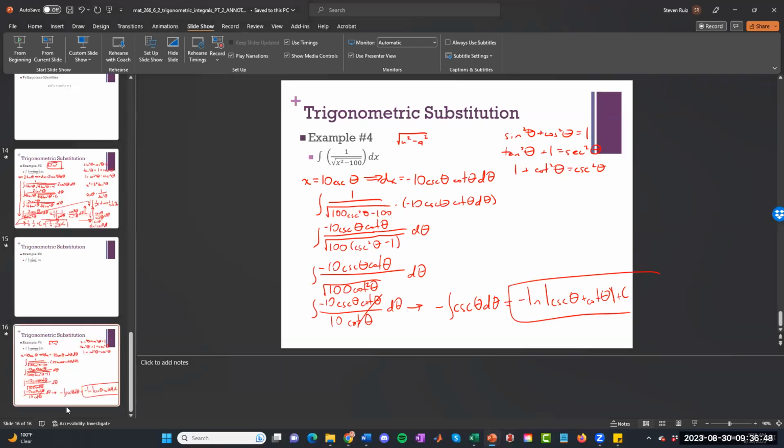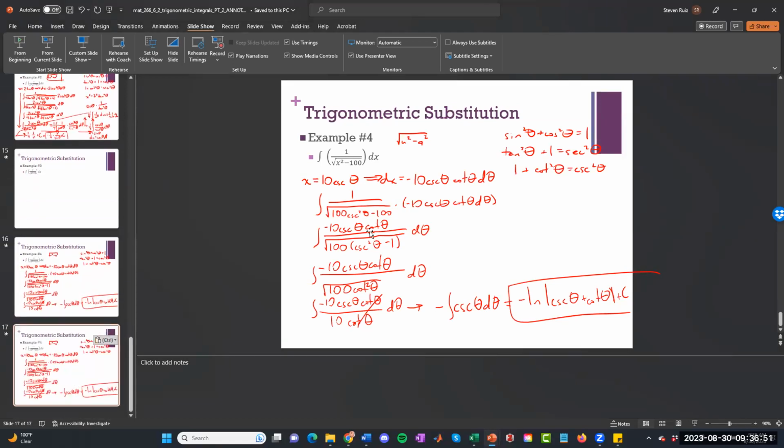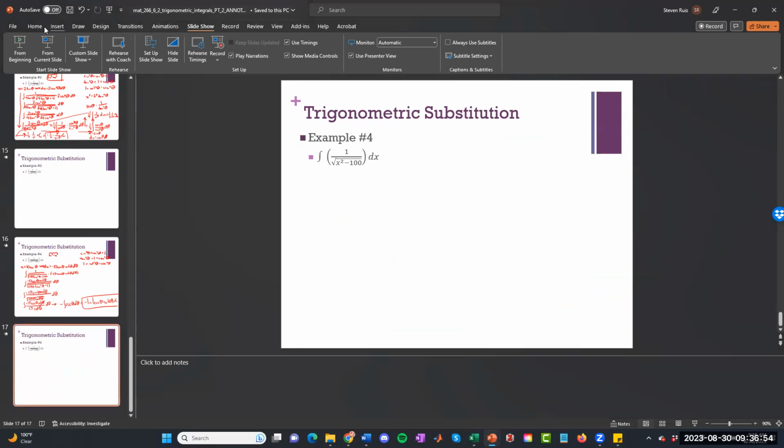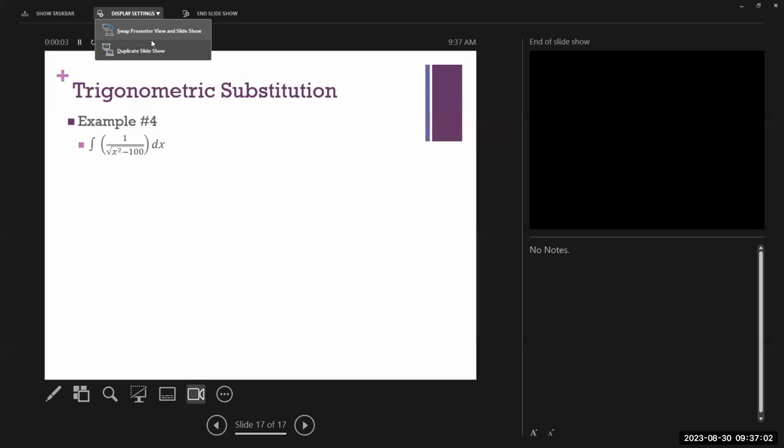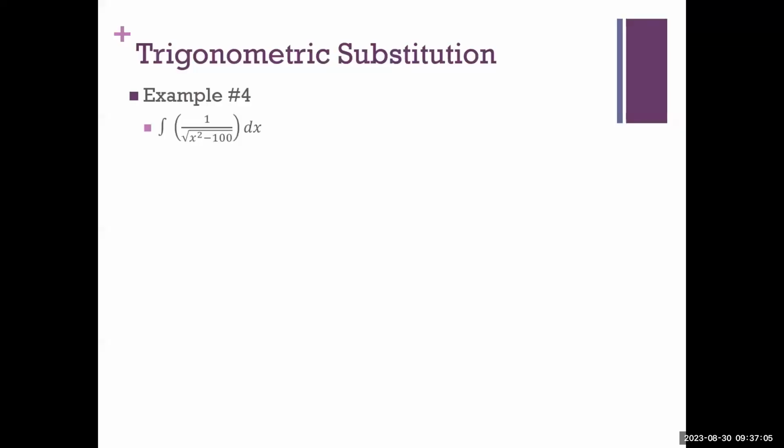Take this slide, make a new one. All right, so we did x equals 10 cosecant, right? What if we do 10 secant theta? Which means dx is equal to what? 10 secant theta tangent theta d theta. Which means the integral goes what?